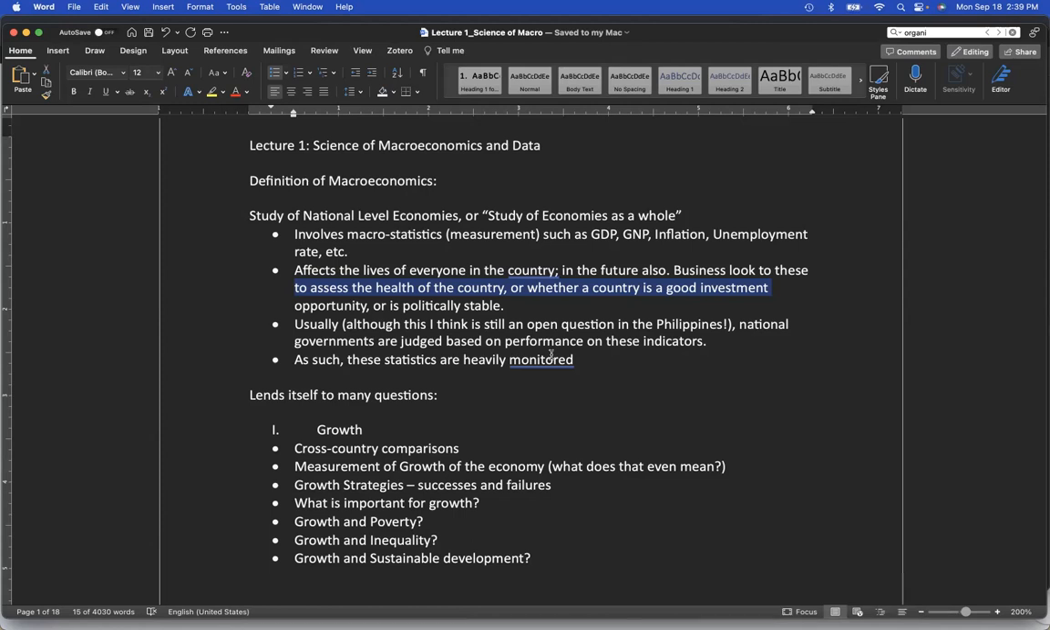Ano pa ba? Usually, and again, this is where I start tickling your intellectual curiosity. Although this is still an open question in the Philippines, national governments are judged based on the performance on these indicators. This is particularly established by Bruce Bartlett sa United States, that you don't want to be a president that ushers in or welcomes a recession, for example. You will definitely be voted out according to all of that, right?